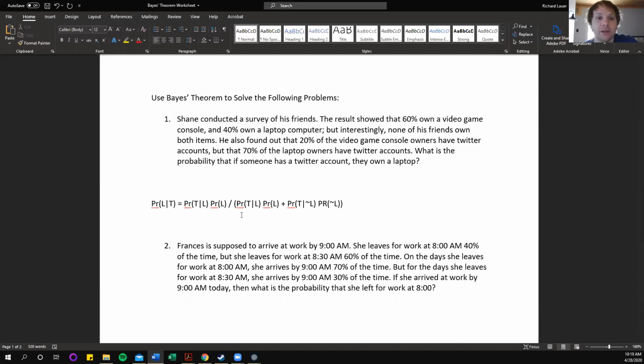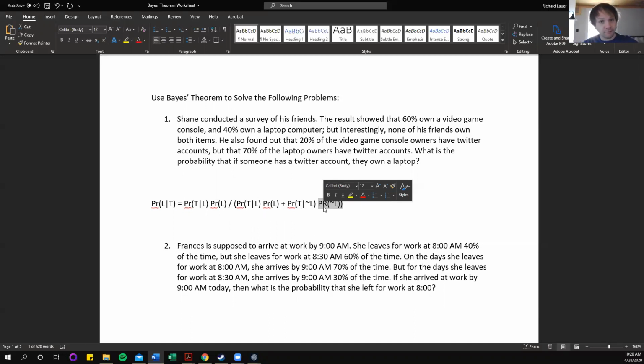Anyway, once we have this equation in place, then what we need to be able to do is see where in the problem we can find the values that we need to plug in for each of the terms that occur in the ratio. So what that means is that we need a value for the probability of somebody's owning a laptop. We need a value for the probability that somebody has a Twitter account if they own a laptop. And then we also need the probability of somebody's having a Twitter account if they do not own a laptop, and the probability of somebody's not owning a laptop. And so finding each of these values requires a little bit of insight into what the problem is saying and exactly what the setup of the problem is.